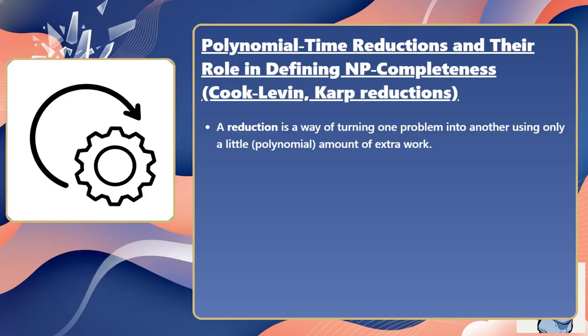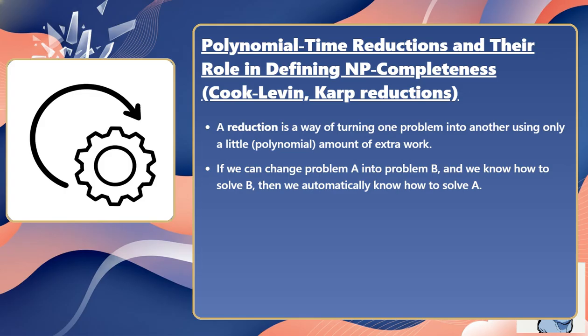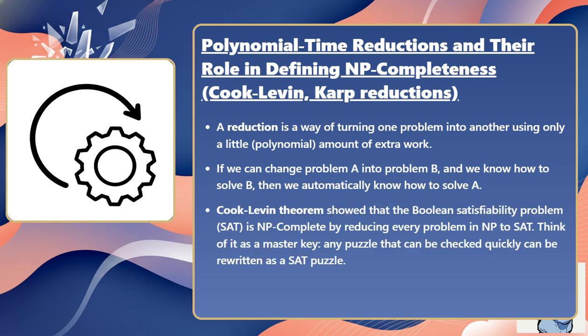A reduction is a way of turning one problem into another, using only a little polynomial amount of extra work. If we can change problem A into problem B and we know how to solve B, then we automatically know how to solve A. The Cook-Levin theorem showed that the Boolean satisfiability problem, SAT, is NP-complete by reducing every problem in NP to SAT. Think of it as a master key. Any puzzle that can be checked quickly can be rewritten as a SAT puzzle.